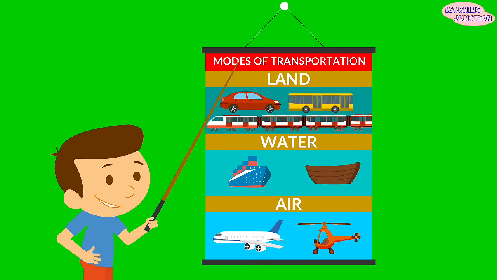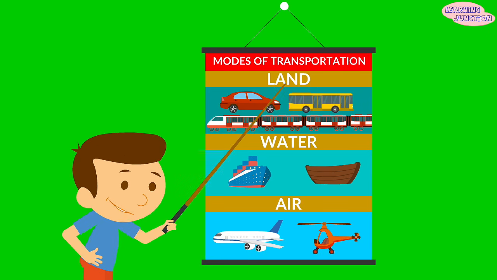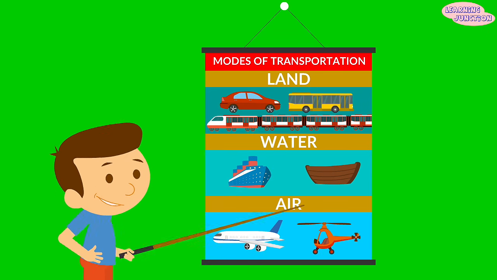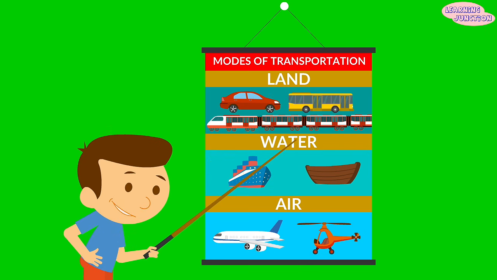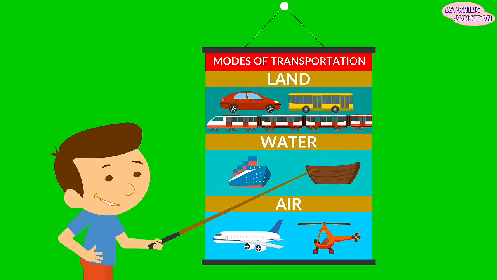So there are three modes of transportation: land, water, and air. See this chart. Land transportation: car, bus, and train. Water transportation: ships and boats. Air transportation: airplanes and helicopters.